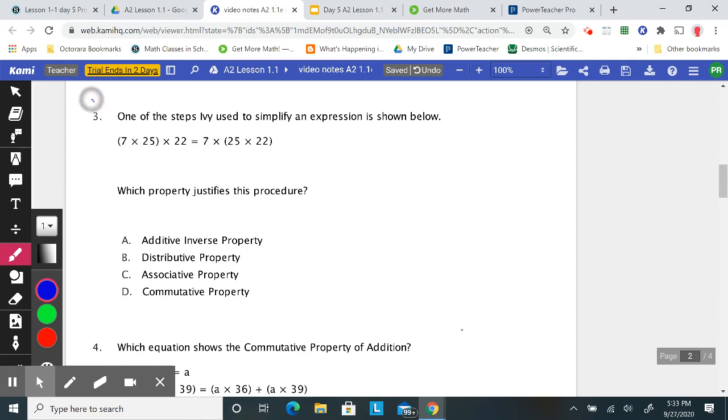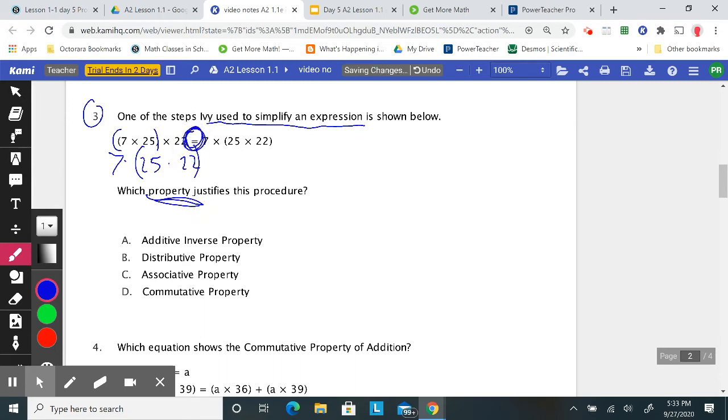All right, number three. One of the steps Ivy used to simplify an expression is shown below. So the x here is a times. So it's 7 times 25 in parentheses times 22. Then on the other side, what happened was, I'll write it down below. The numbers are all being multiplied, but notice the grouping changed. What property justifies that either way they'll be equal to each other?